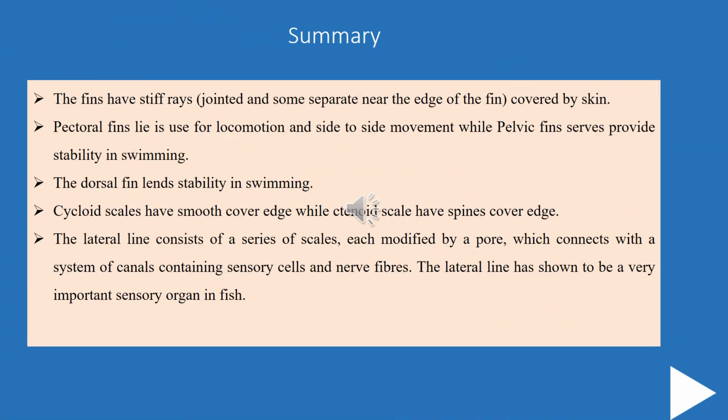The fins are made of stiff rays covered by skin. Some may be jointed and some separate near the edge of the fish. In certain fish, some of the rays supporting the fins are bony, stiff, and not jointed. They are referred to as spines. Almost half of the fin rays in dorsal fin of cichlids are bony spines.